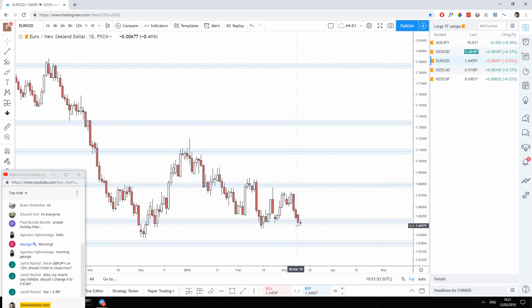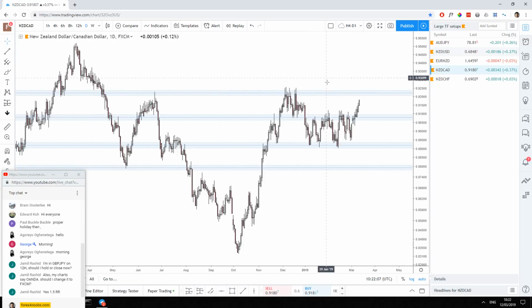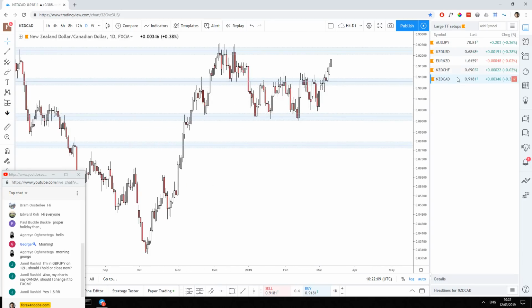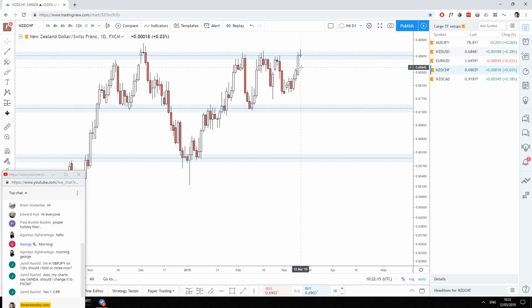Euro New Zealand, price stalling out on top of support, potential for a long reversal trade here. New Zealand CAD, price pushing towards resistance. When it hits that resistance area, there's potential for a short reversal, but it's not there yet, so this one is the least likely at the moment. New Zealand CHF, price is stalling out on top of resistance, so there's potential for a short reversal trade here.